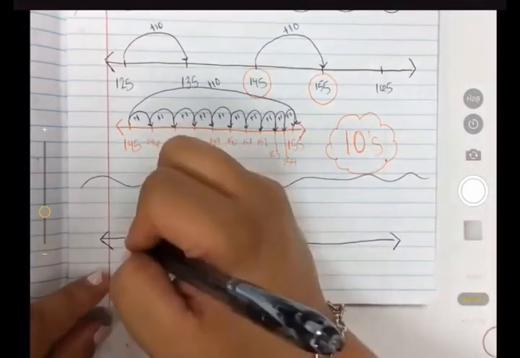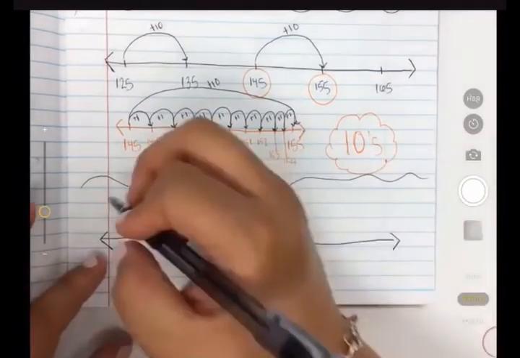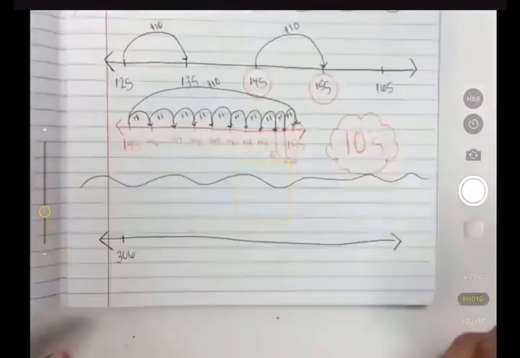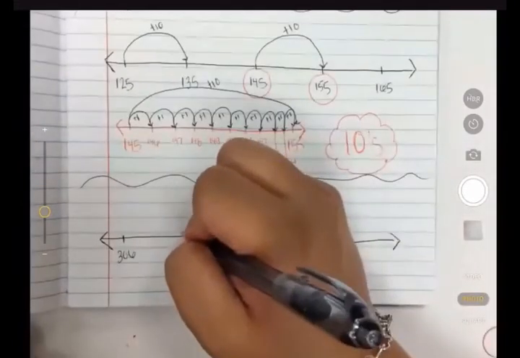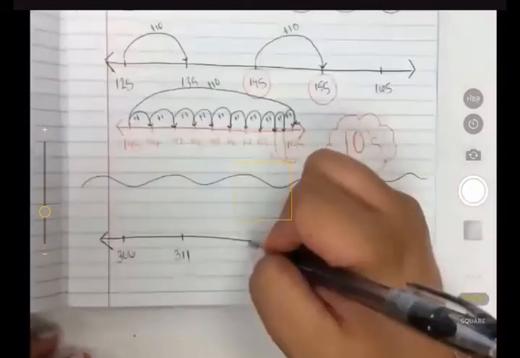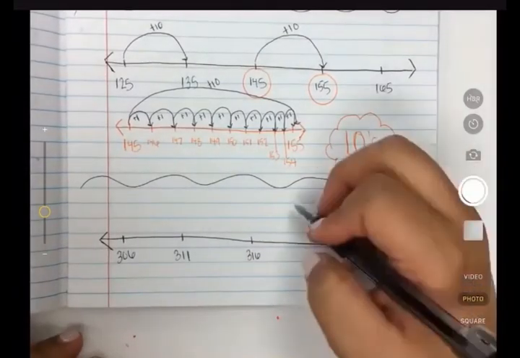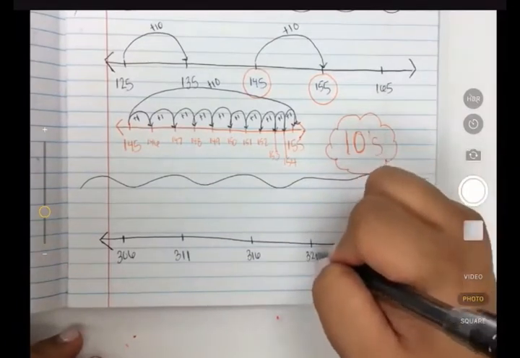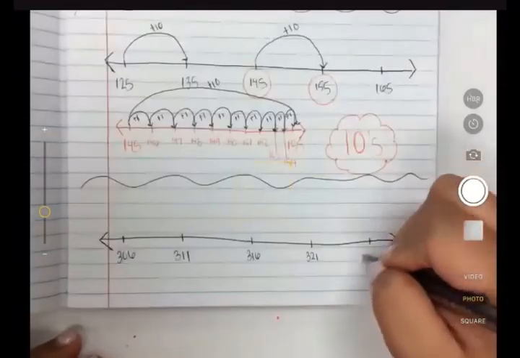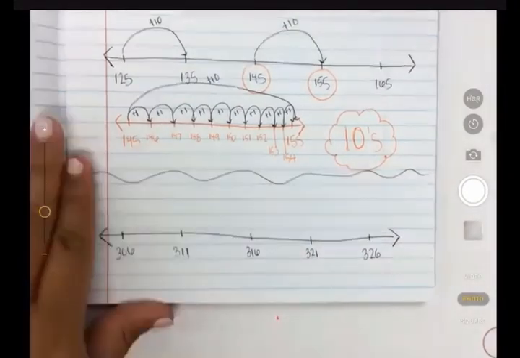Miss Martina, I ran out of space. Just go to the back. So I'm going to start 306, 311, 316, 321, and 326. If you run out of space, guys, just go to the back.